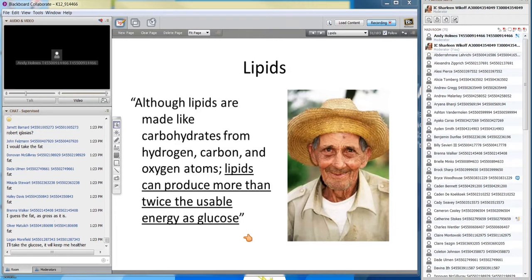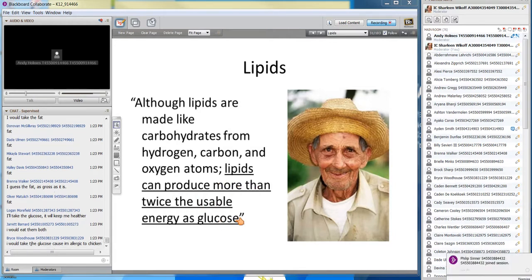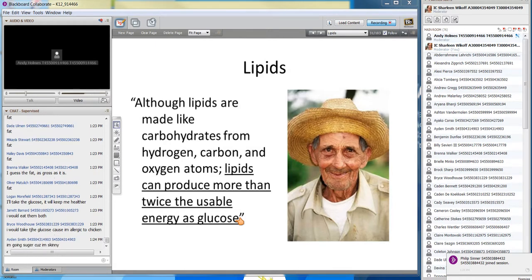Well, I see a lot of people are picking fat, and that's a smart answer in survival because lipids can produce more than twice the usable energy as glucose. Pound for pound, a pound of fat has twice as many calories as a pound of sugar.